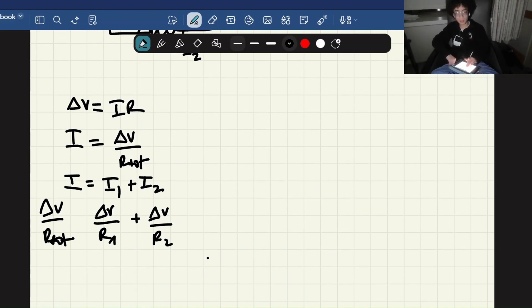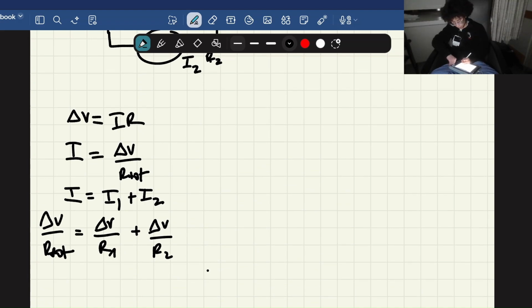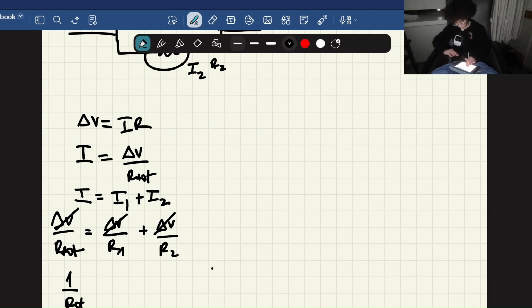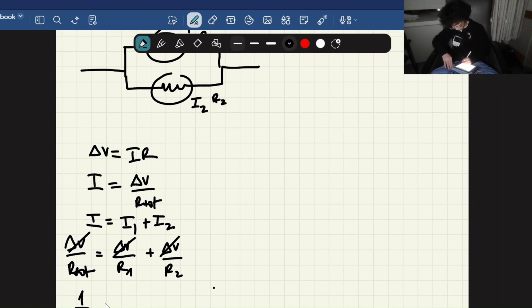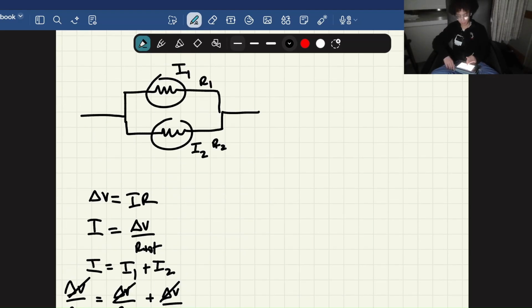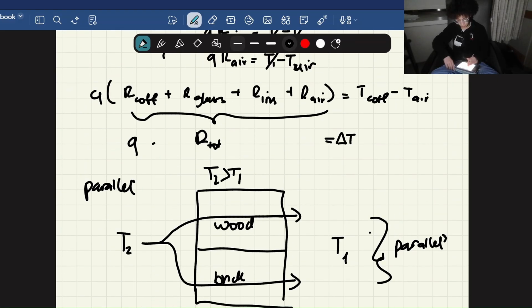Let's go down here, R total. So when you cross out all of the delta V, the voltage change, you have 1 over R total equals 1 over R1 plus 1 over R2. So it's essentially the same thing for this example up here.